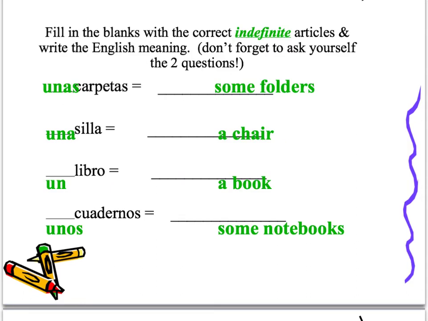All right, so it asks you to fill in the blanks, and you can see I've already filled in the blank. The correct indefinite articles, and then write the English meaning. So we can look at those. Unas carpetas, some folders. Una silla, a chair. Un libro, a book. Unos cuadernos, some notebooks. Okay, notice I'm matching them up. I've got unas carpetas, una silla, un libro, unos cuadernos. Pretty easy. It would sound funny if you said it wrong, like un carpetas. You probably would hear that mistake.